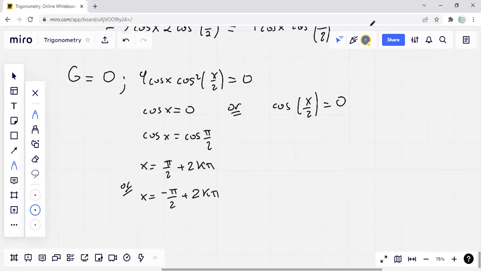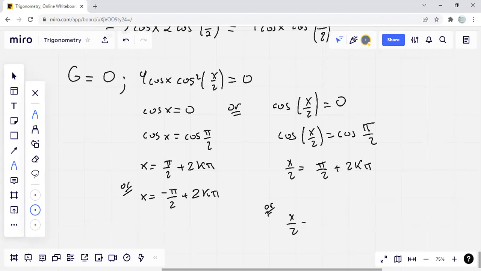Now for this one, it's also very similar. So cosine of x over 2 equal cosine of pi over 2. We also have two choices. x over 2 is equal to pi over 2 plus 2k pi, or x over 2 is equal to minus pi over 2 plus 2k pi.